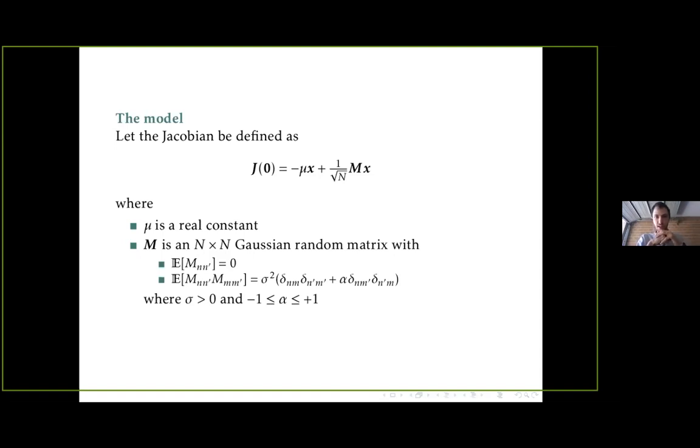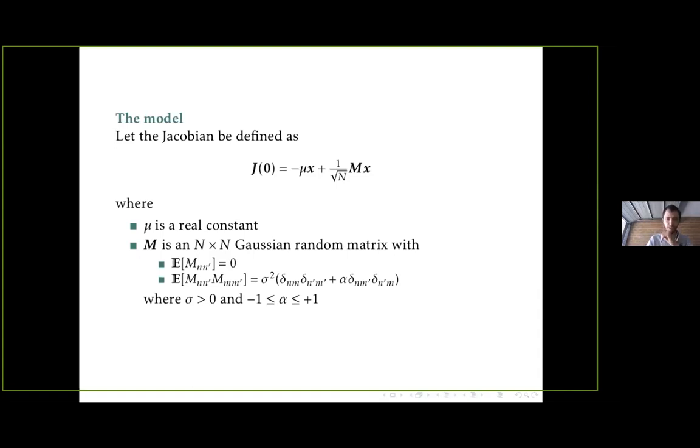So I would choose it to be a Gaussian matrix for convenience. Because it's Gaussian, it's fully defined just by the mean and the covariance, and I define the mean to just be zero. And the covariance will have this structure where we have this sigma that will more or less correspond to a standard deviation in a random matrix ensemble. And then we have this parameter alpha that can run between minus one and plus one. And it would be an interpolation parameter. And we're going to explain what is interpolated in between.